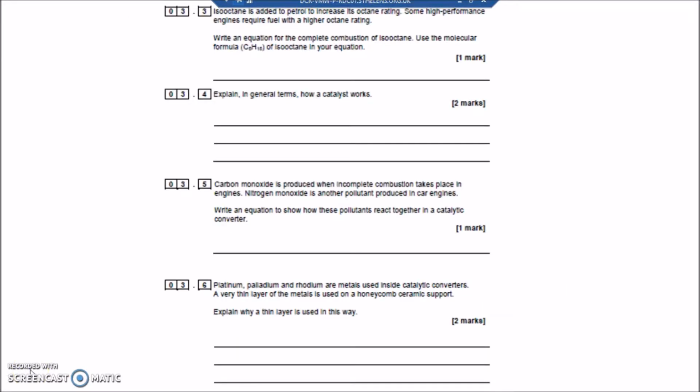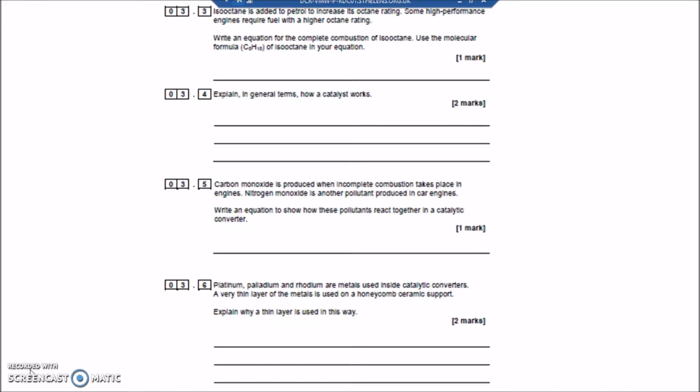Question 3. Isooctane is added to petrol to increase its octane rating. Some high-performance engines require fuel with a higher octane rating. Write an equation for the complete combustion of isooctane. Use the molecular formula C8H18 of isooctane in your equation.